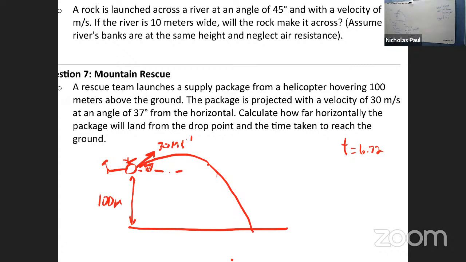So your answer is wrong for number 7. I guess 6.72 for the time. 6.72 for time. For R you get 161. That's not right, I'll do it now. One six one. 161. I'll check right now. So I got 161.